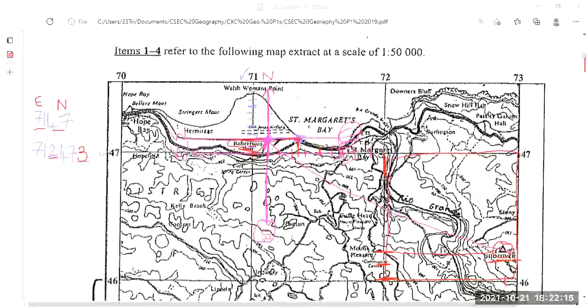That are line joining Robertson's Halt. See the line here joining Robertson's Halt and the trig station at Shotover? Between which 2 compass points? East and south, yes, or south and east. Now, you know that when you are doing the compass and you are putting the intermediate line that falls between each of these, you put the 2 compass points together.